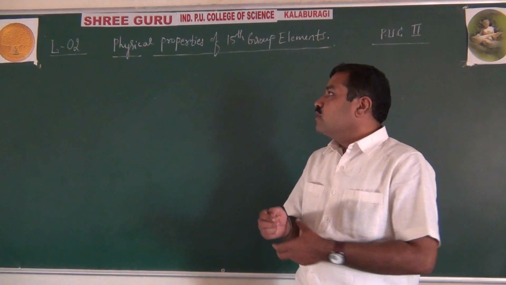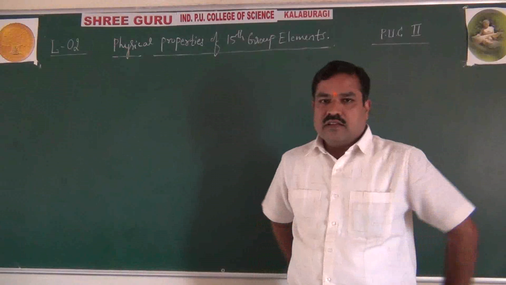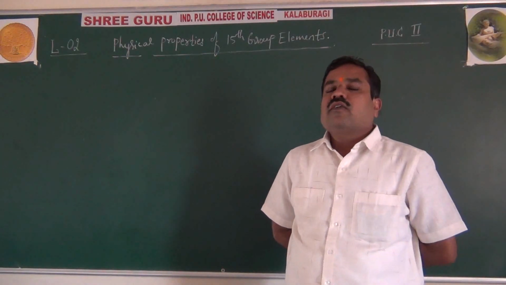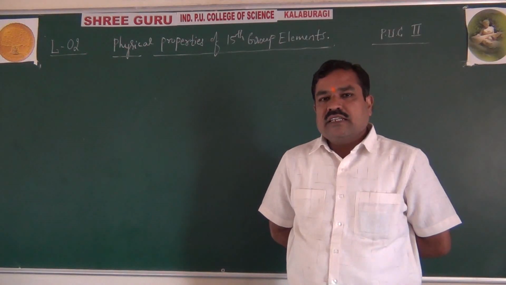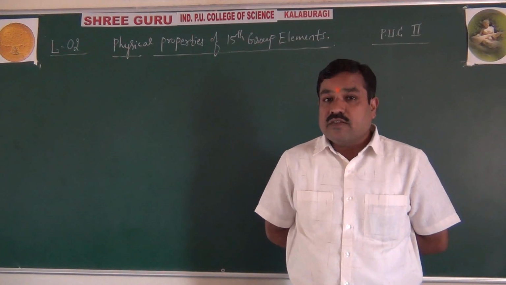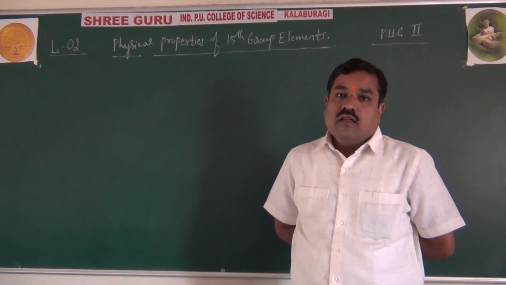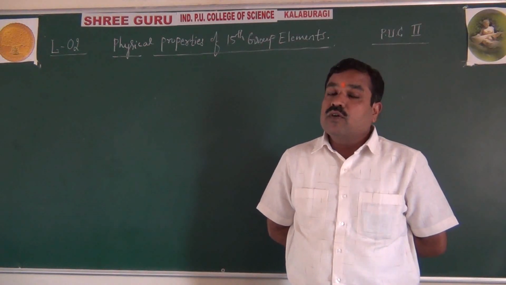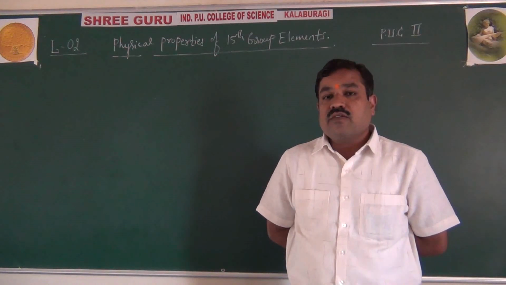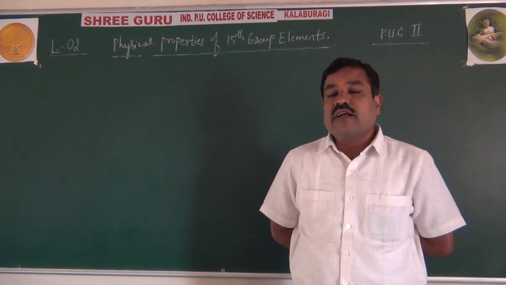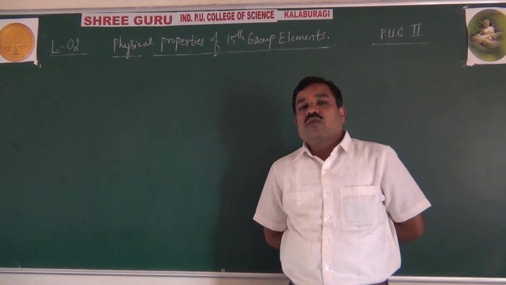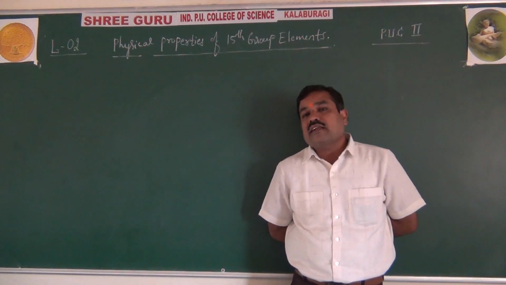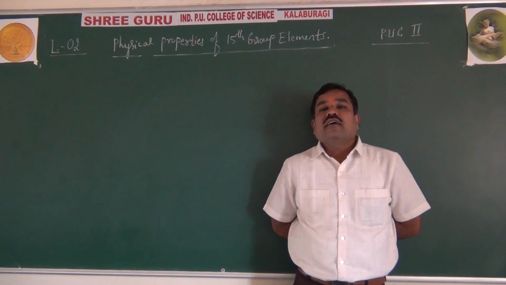Right. Now, I told you yesterday itself: electronic configuration, atomic radius, ionization energy, right students? Then electronegativity. Across the period, you know electronegativity increases but down the group decreases. So from nitrogen to phosphorus to arsenic to antimony to bismuth, electronegativity decreases down the group. Why? Because non-metallic character decreases and metallic character increases.